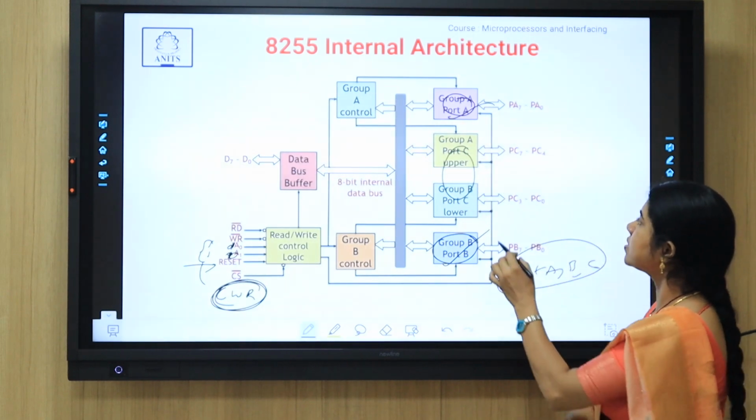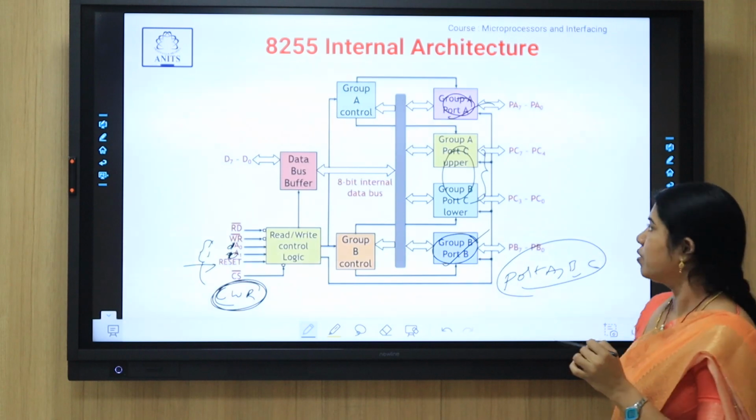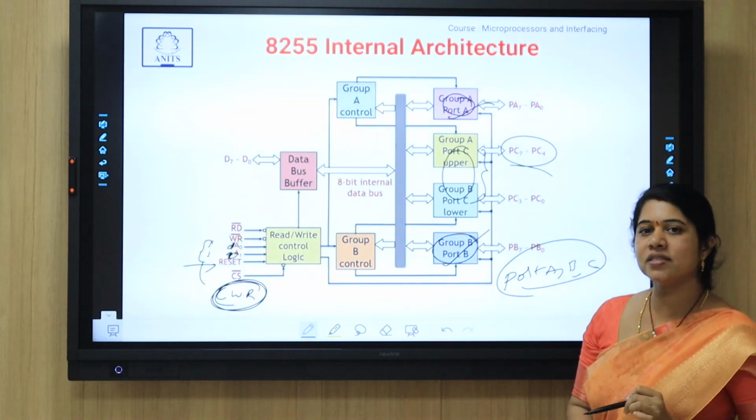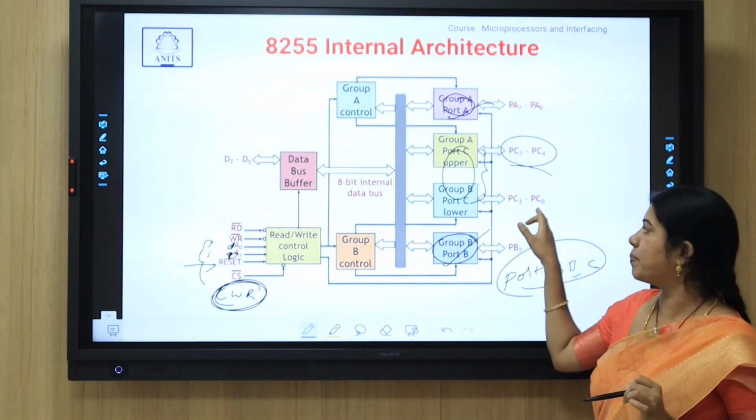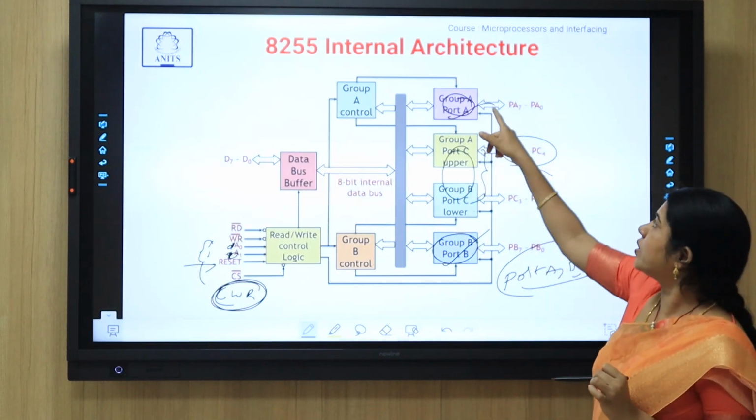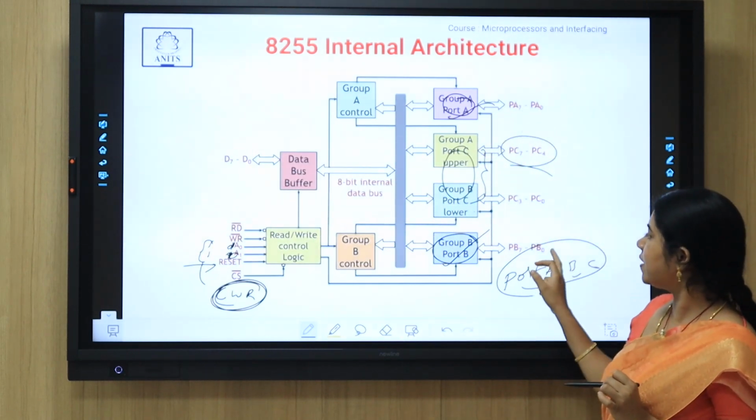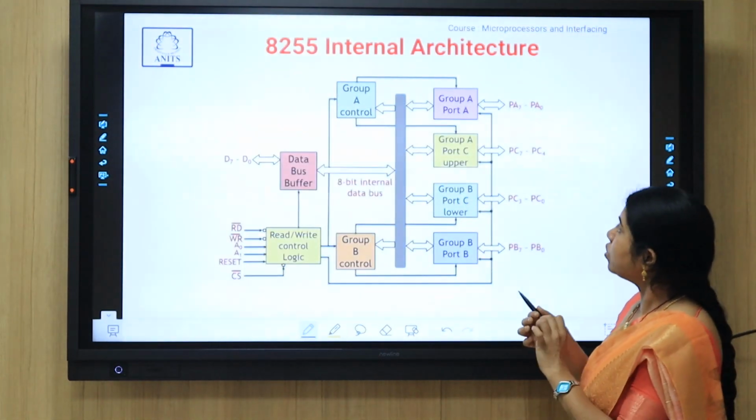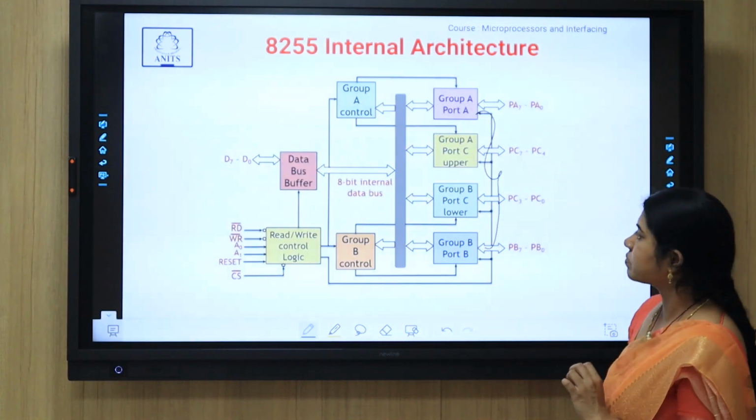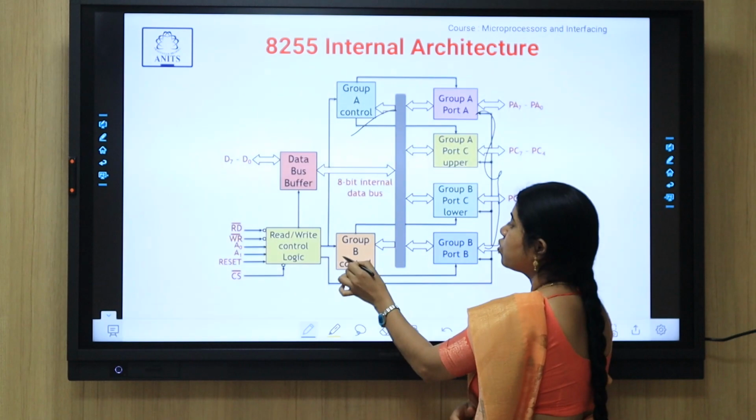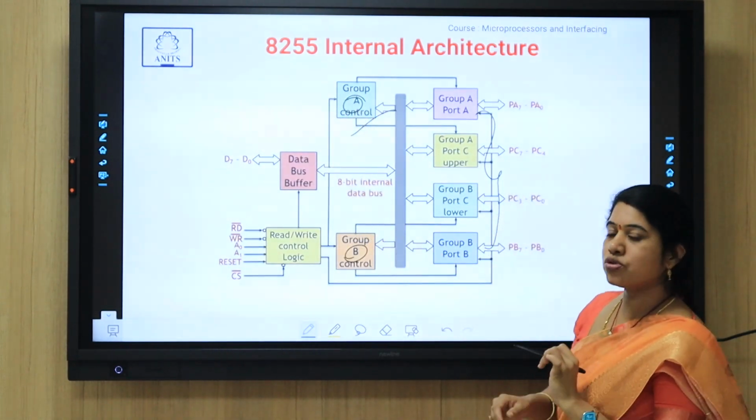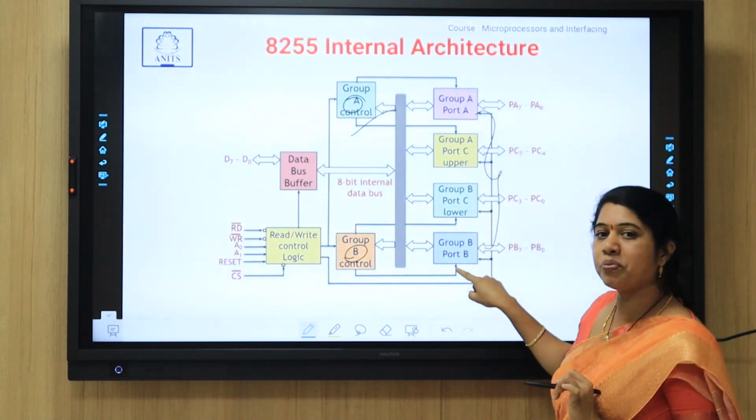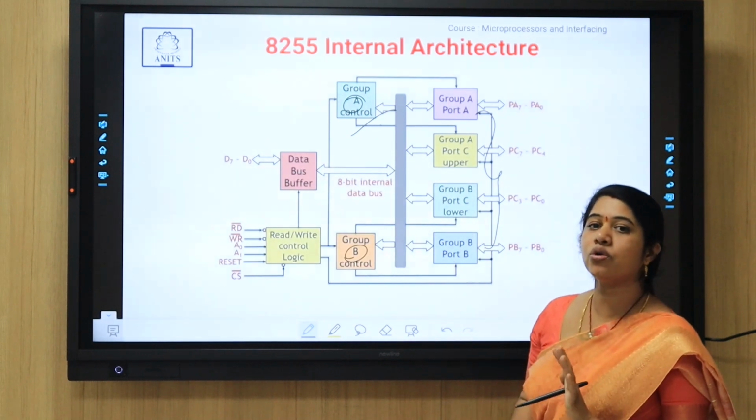Among these 3 ports, port C can be used as 2 4-bit ports. Port C upper and port C lower. Okay, port C upper can be represented as PC4 to PC7 and port C lower can be represented as PC0 to PC3. Like port A lines can be represented as PA0 to PA7 and port B lines can be represented as PB0 to PB7 lines. In order to control these ports, there are 2 group controls, Group A and Group B. Group A is used to control the port A and port C upper. Group B is used to control port C lower and port B. Each control can control 12 pins.